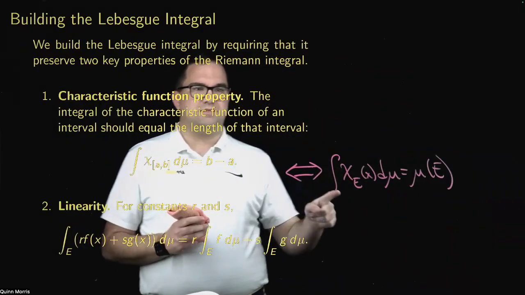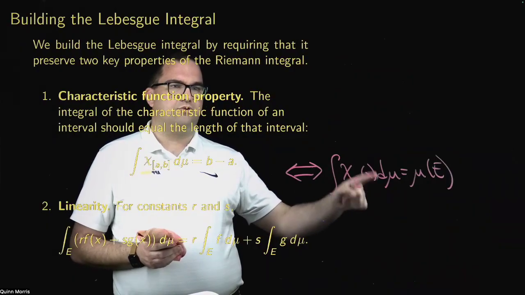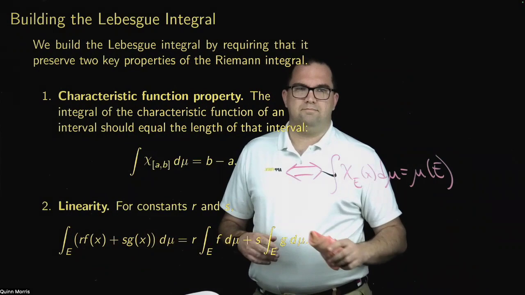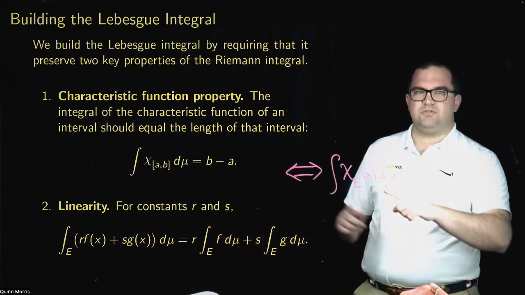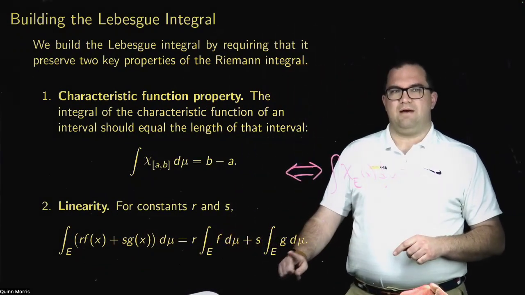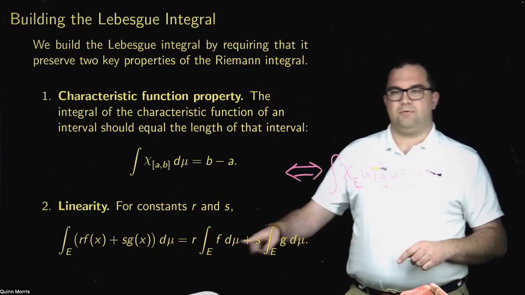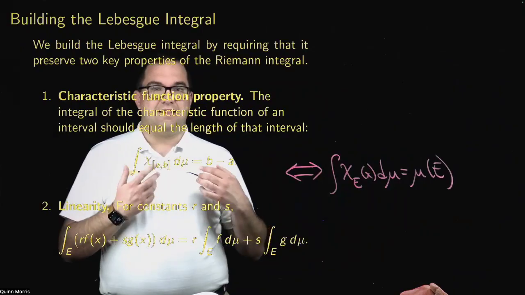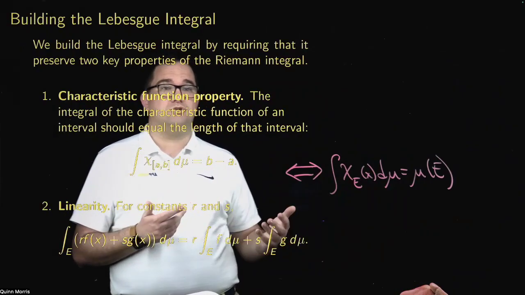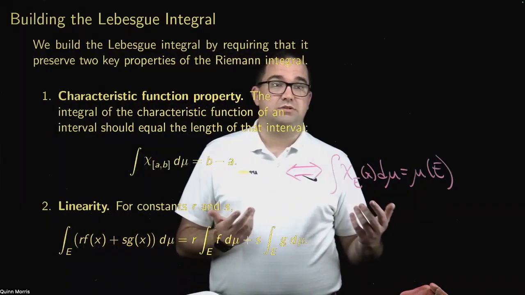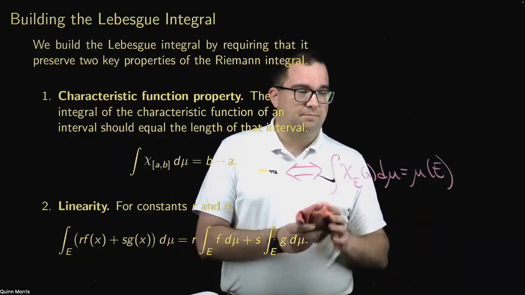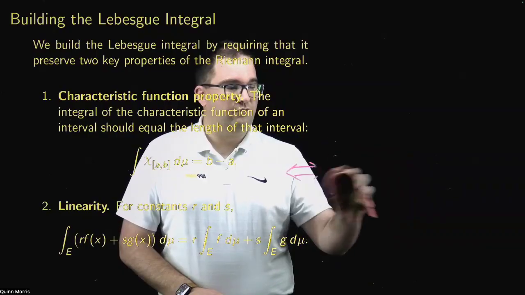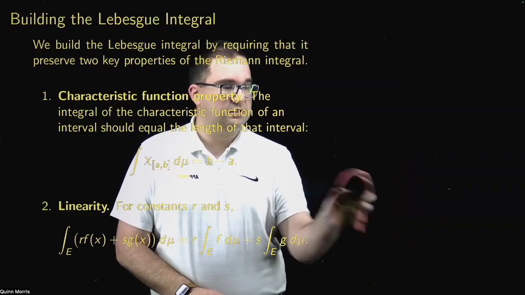And this immediately makes me think, if I'm looking at characteristic functions, and I have this linearity property, well, what is something that is a linear combination of characteristic functions? Those are simple functions. So I probably first should define the Lebesgue integral for simple functions.